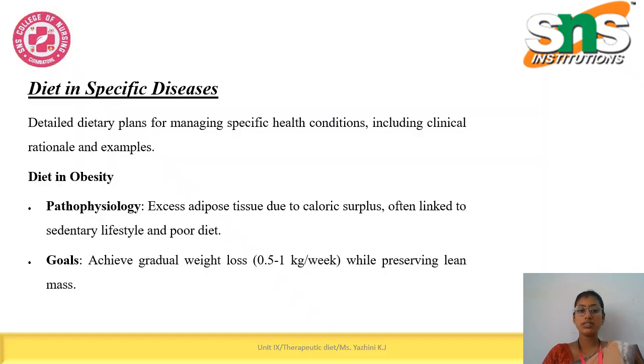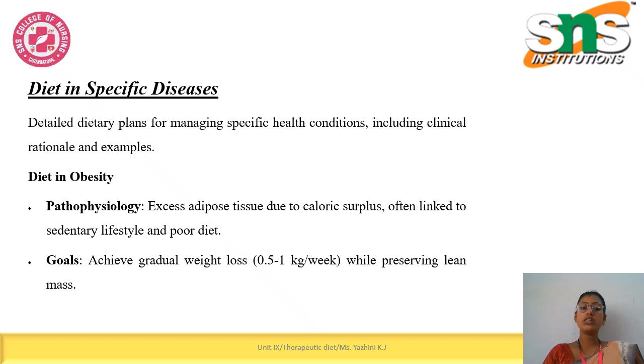Diet and specific diseases. These are therapeutic diets which try to manage your specific health conditions. And today we will be covering details about the dietary plans of obesity, diabetes mellitus and cardiovascular diseases, including their pathophysiology, goals, and guidelines to support the patient's recovery and health.